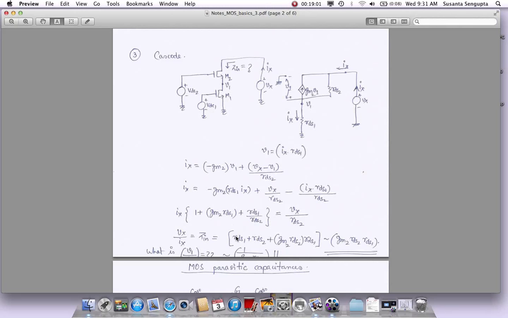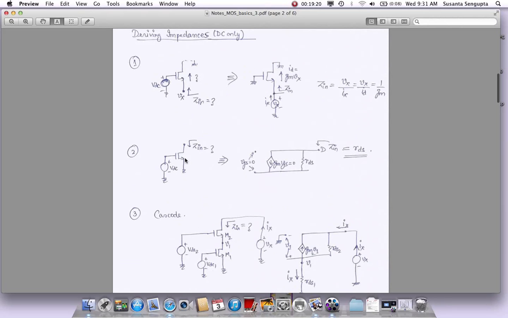So what you can do is simplify this and make an assumption that since this is going to be the dominant term compared to any of these two, it roughly becomes GM times RDS1. So what we have gotten here is, if you had a single device M1, the impedance looking down will be simply RDS1, which is what we have here, right? So if I have a single device whose gate is also at AC ground, the impedance is simply RDS.